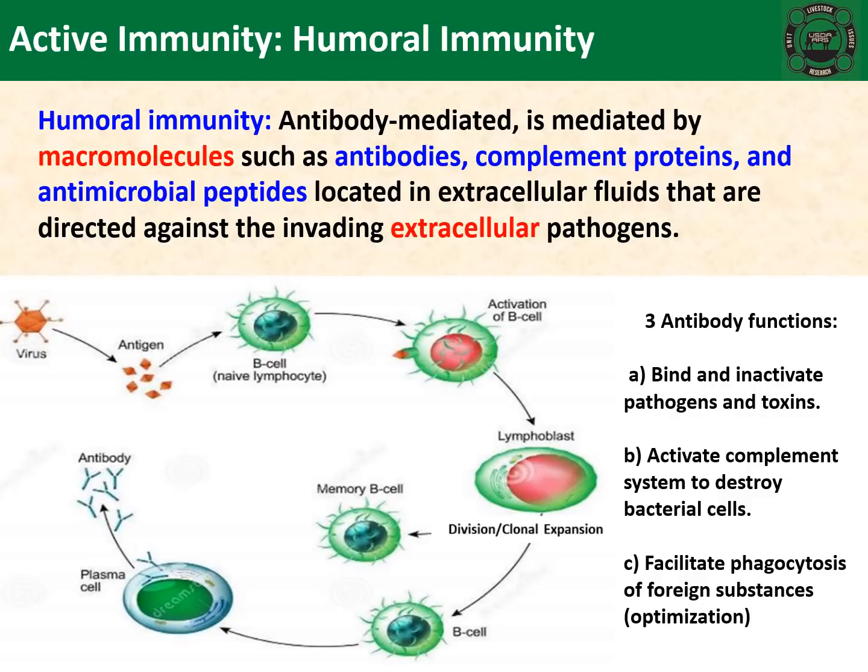Humoral immunity, often thought of as antibody-mediated immunity, involves macromolecules such as antibodies, complement proteins, and antimicrobial peptides that defend against extracellular pathogens. Antibodies play several roles in providing immunological protection, including binding and inactivating pathogens and their toxins, activating the complement system to destroy bacterial cells, and facilitating phagocytosis of foreign substances within the body.